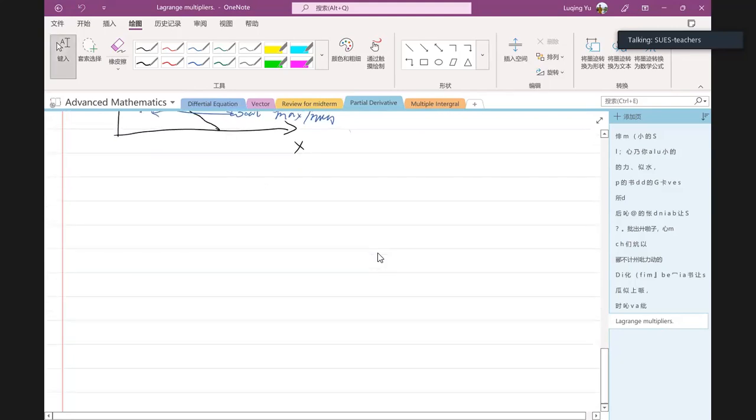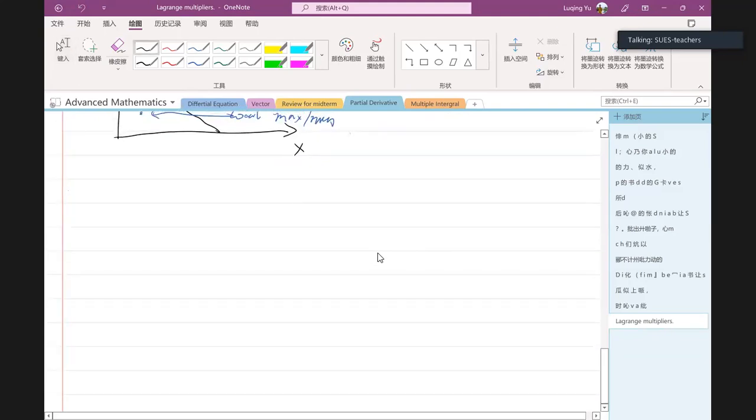So the constraint is not always just that. Okay, so let's have some examples to see how the Lagrange multiplier works. So, for example one.